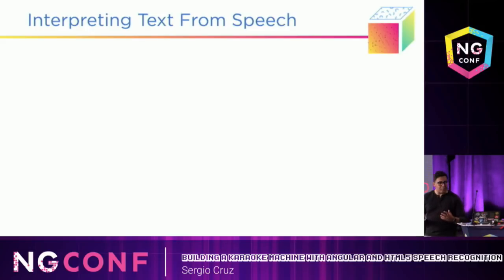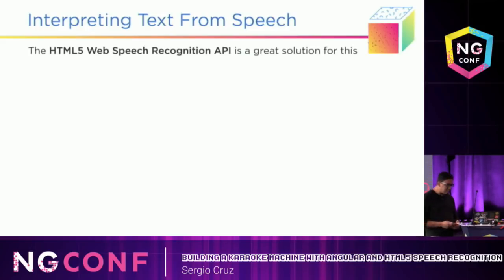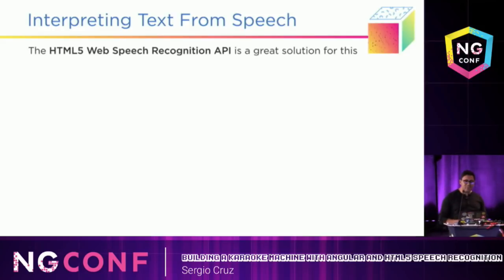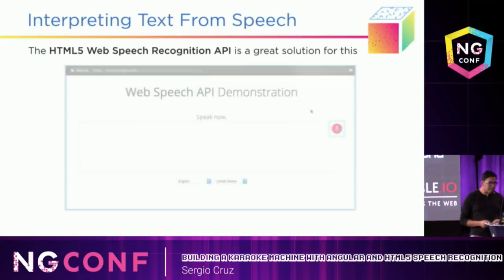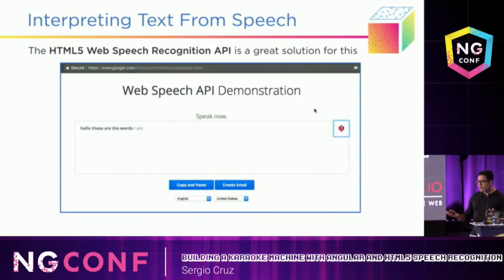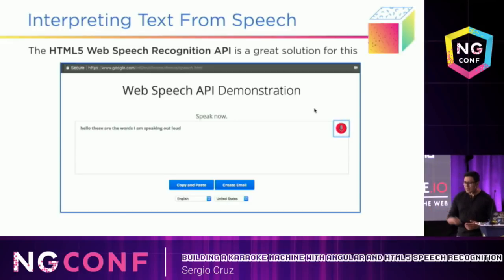And this is where we get into interpreting text from speech. And to use that, a great solution was the HTML5 Web Speech Recognition API. If you've ever looked it up online, this is an example that comes up a lot. It was built by a team over at Google. And the words that you're seeing appear on the screen, this is literally me speaking out loud into my computer's microphone. So the way that works is when you click on record, the browser will ask for permission whether or not you will allow it to use your microphone.